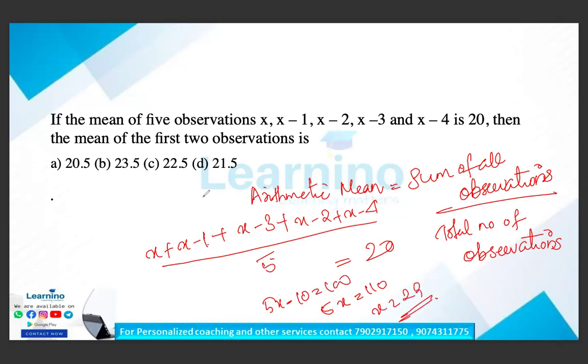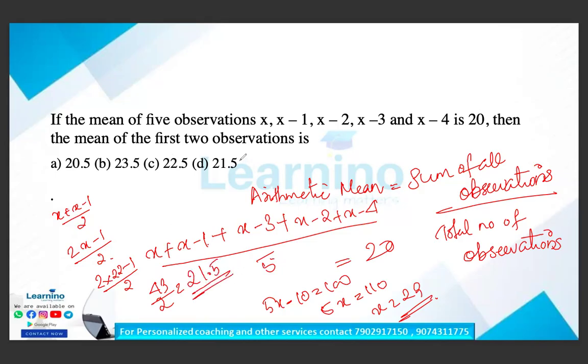Mean of the first 2 observations. So x plus x minus 1 by 2, 2x minus 1 by 2 is asked. So 2 into 22 minus 1 by 2. So 43 by 2 will be the answer.